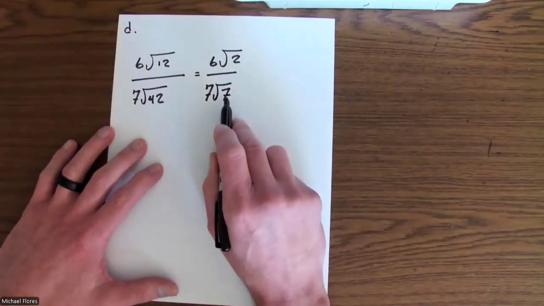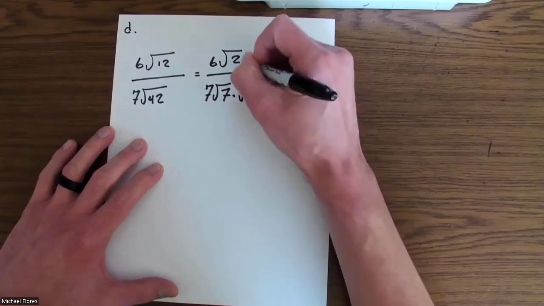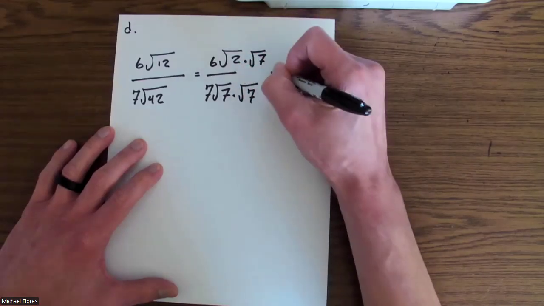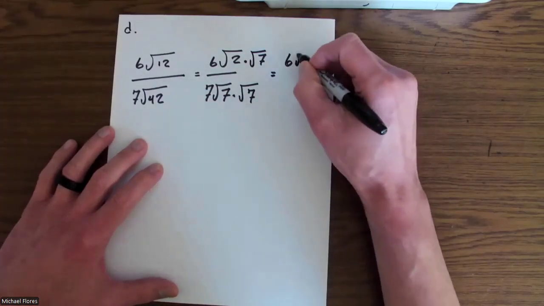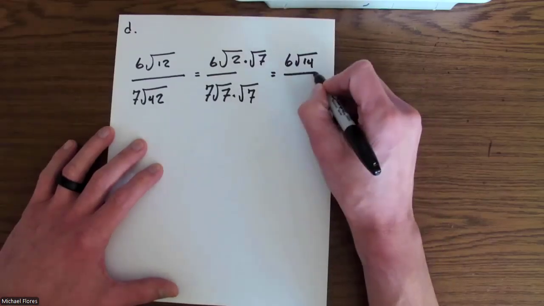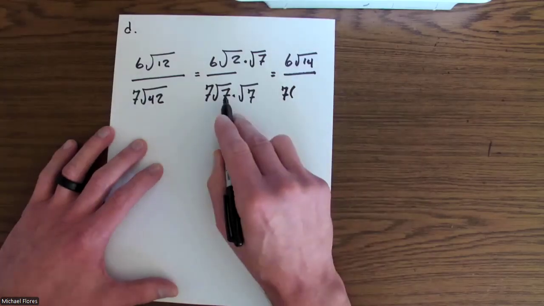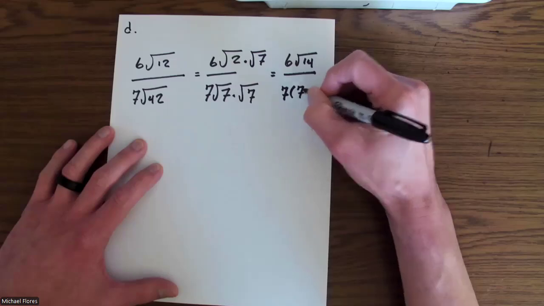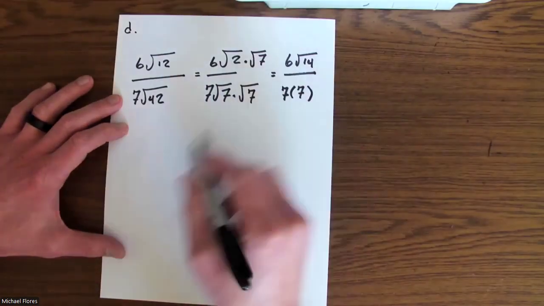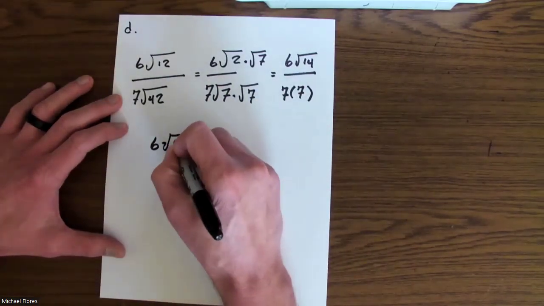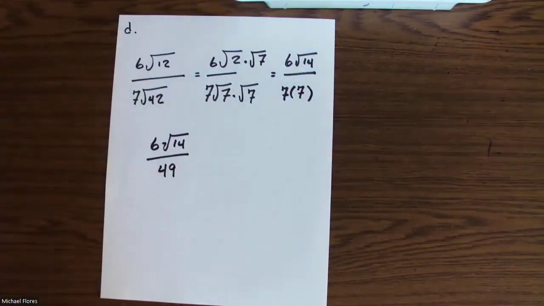All right, now we want to eliminate this root in the bottom of our fraction here. So we're going to multiply the top and bottom by root 7. 6 root 2 times root 7 is 6 root 14 over 7. I'm going to write that 7 down here. And now remember, root 7 times root 7 just eliminates the need for the root. And now we can simplify just a little bit further. Our numerator is going to stay the same. 6 root 14 over 7 times 7 is 49. And now you have your final answer.